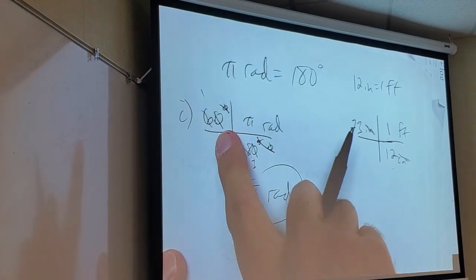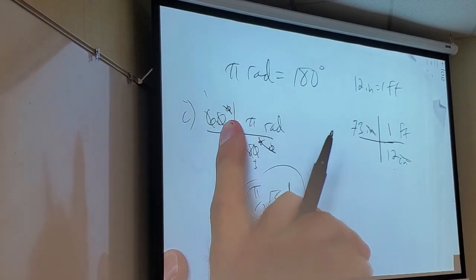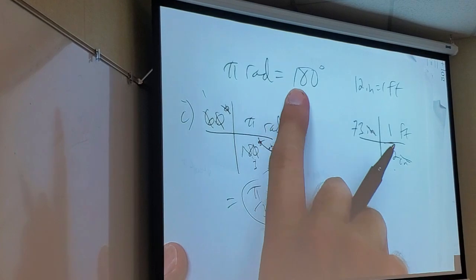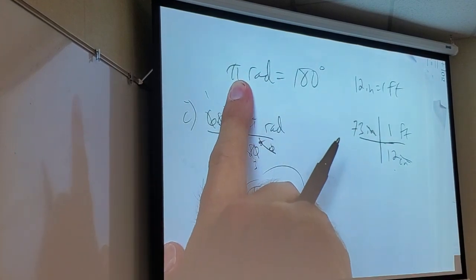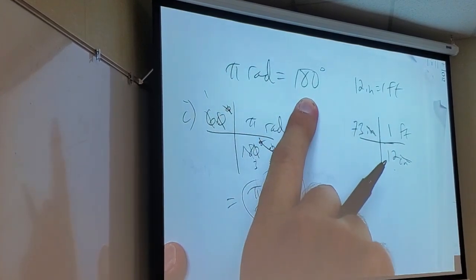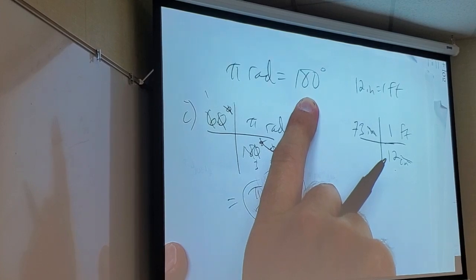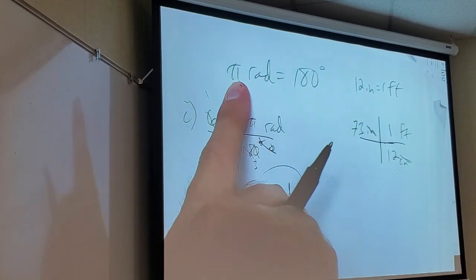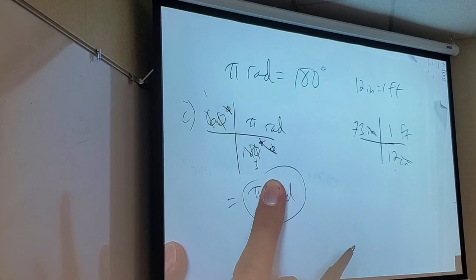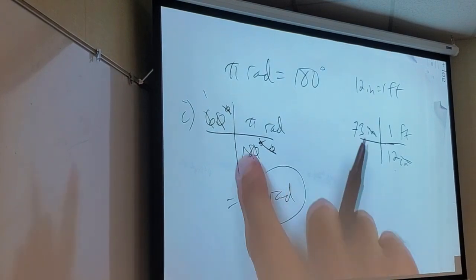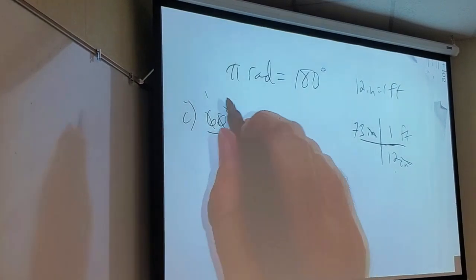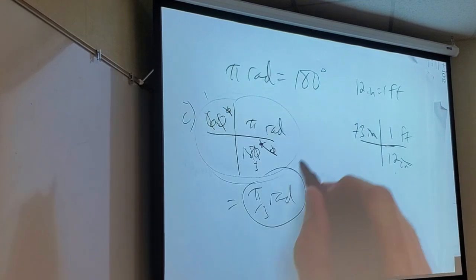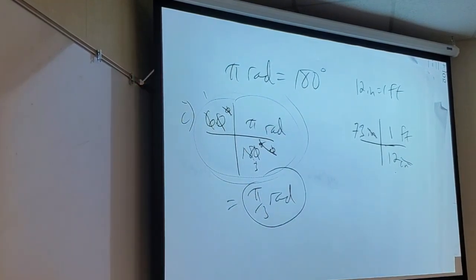So another way to look at this, with really nice numbers like 60, is pi equals 180. What do I divide 180 by to get 60? 3. So if I divide both sides by 3, I get pi over 3 equals 60, which is what we just did. So when the number's nice, I can sort of not even worry about this. But the reason I show you this is because when the number's not nice, you've got to do this.